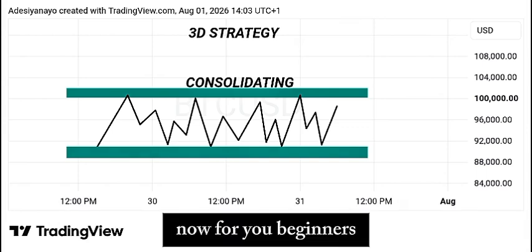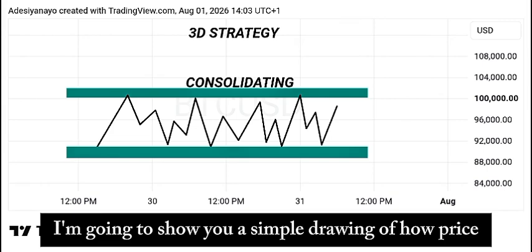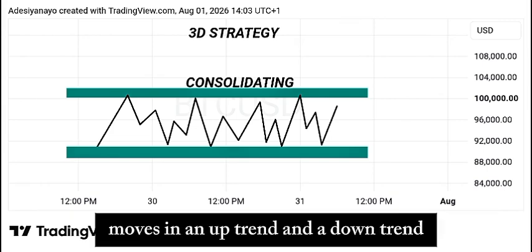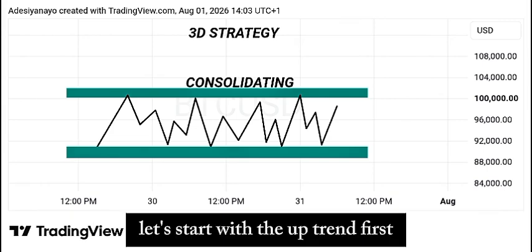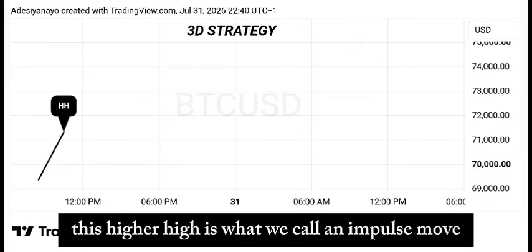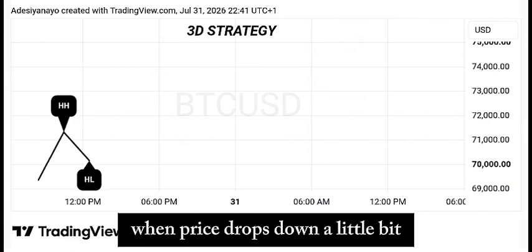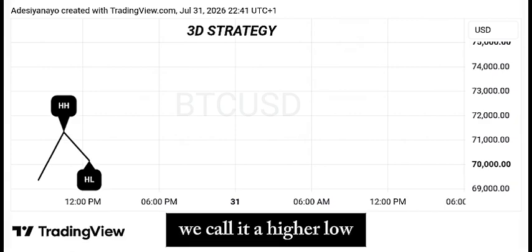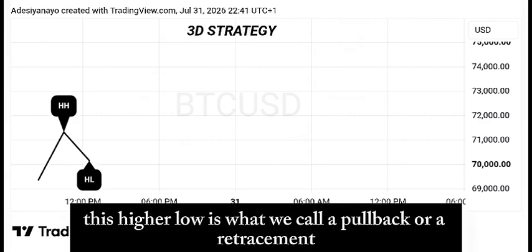Now, for you beginners, I'm going to show you a simple drawing of how price moves in an uptrend and a downtrend. Let's start with the uptrend first. When price pushes up, we call it a higher high. This higher high is what we call an impulse move. When price drops down a little bit, we call it a higher low. This higher low is what we call a pullback or a retracement.